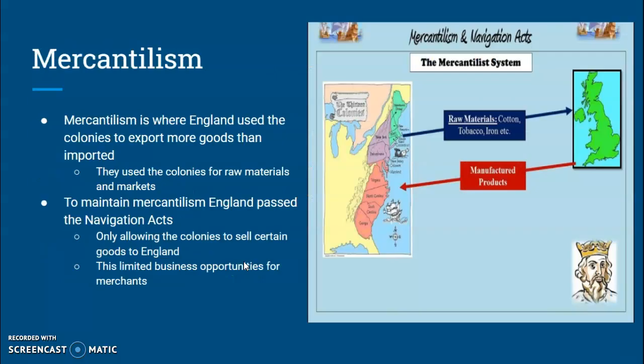Next, we're going to have mercantilism. Britain's going to practice mercantilism. This is where England used the colonies to export more goods than they import. When you're doing that, you're going to be selling more goods than you're buying. The idea, you're making a profit. Okay? And under mercantilism, they're going to use the colonies for raw materials and markets.